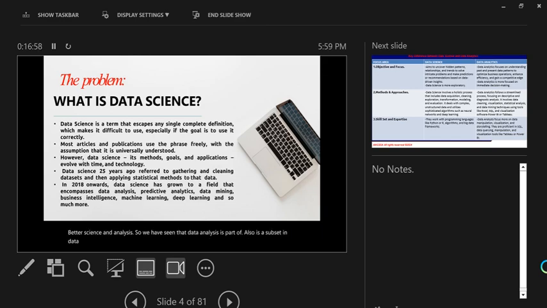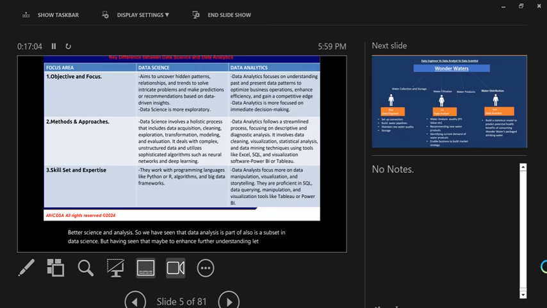But having seen that, to enhance further understanding, let me take you through the next slide. I want us to look at the key differences between data science and data analytics by looking at three focus areas. The first one is the objective and focus of each one of them. The second is the methods and approaches each one of them uses. And the third is the skill set and expertise that you need in data science and data analytics.